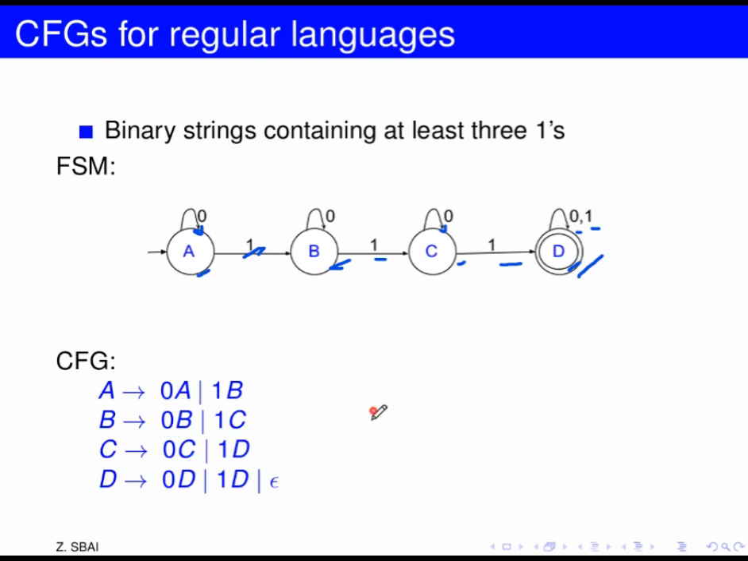So since we have this way to convert from a finite state machine to a context-free grammar, we have shown that there is a way to write a context-free grammar for any regular language. So we can say that all regular languages are context-free.